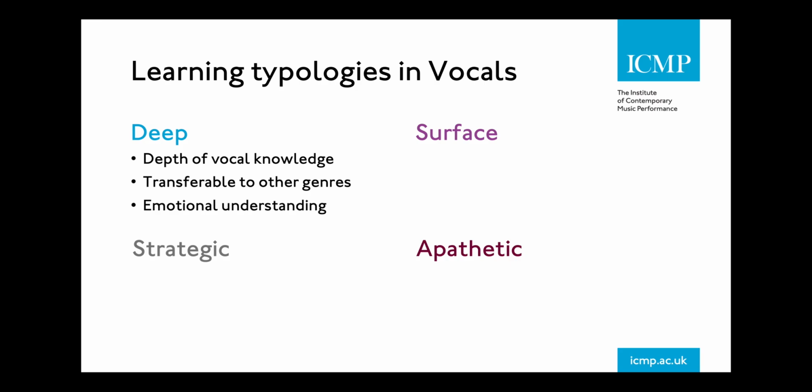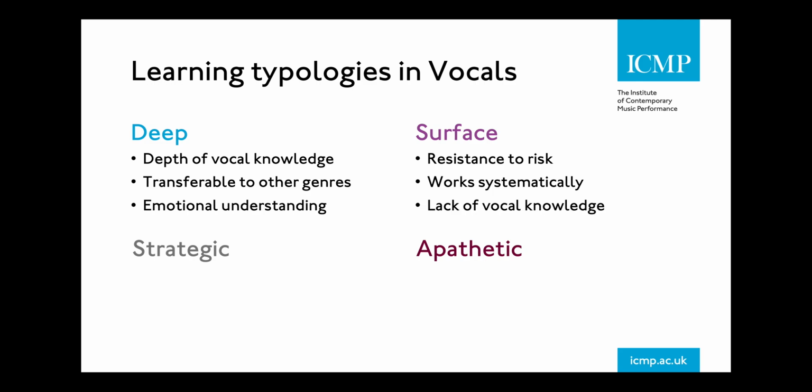The surface approach is a student who is resistant to risk and will work systematically through their work. The resistance to risk prevents them from developing, and unlike Entwistle's learner typology, the ability to memorise technical ability is not so easily applied. The resistance here is the learner's fear of failure and therefore averts assessment altogether, demonstrating a lack of vocal knowledge. An example of this would be if a singer was to approach a difficult note that required the belt vocal quality.